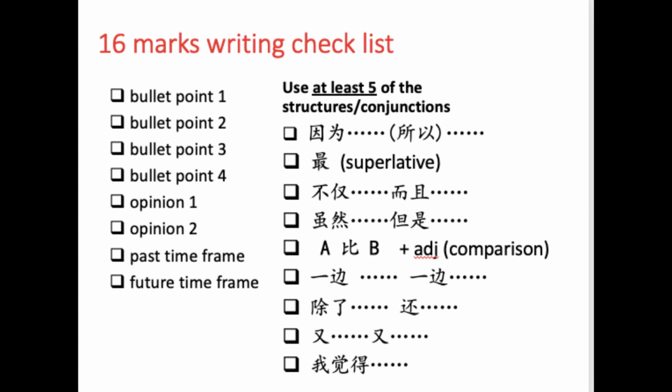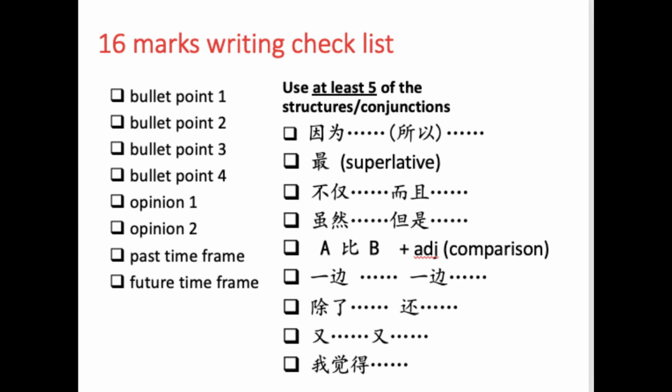And then, on the piece of paper, I would like you to write out all the structures you could memorize in characters. For example, because, 因为, 最, most, not only but also, 不仅而且, although but, 虽然但是, and comparison, first, then, in the end. Those are the structures you could use in your writing later on.